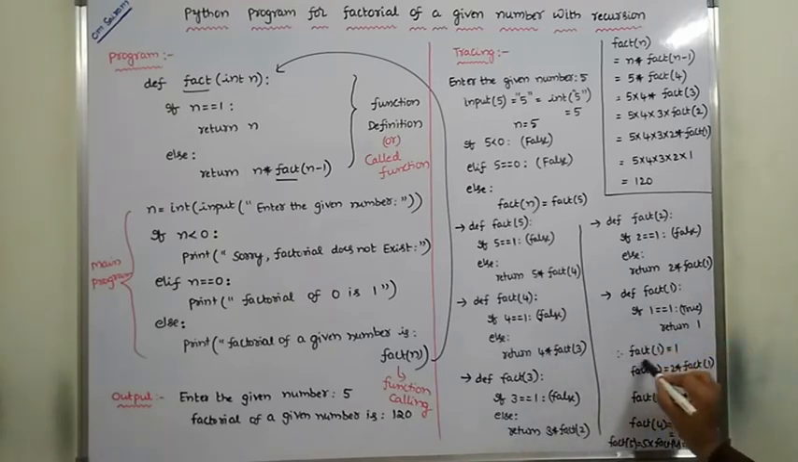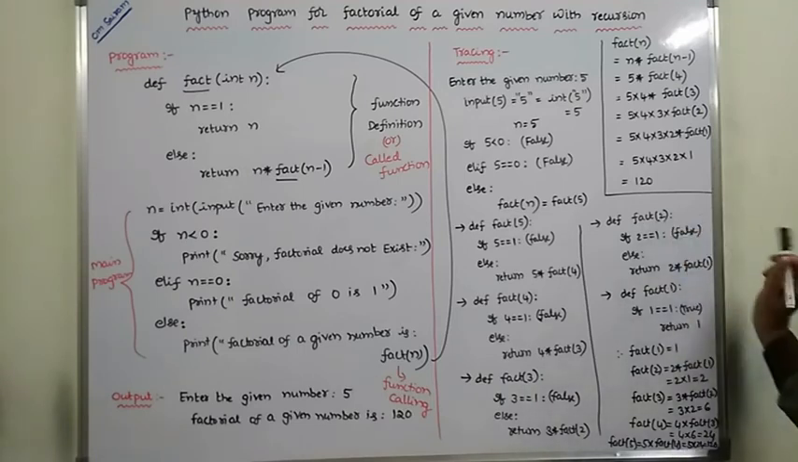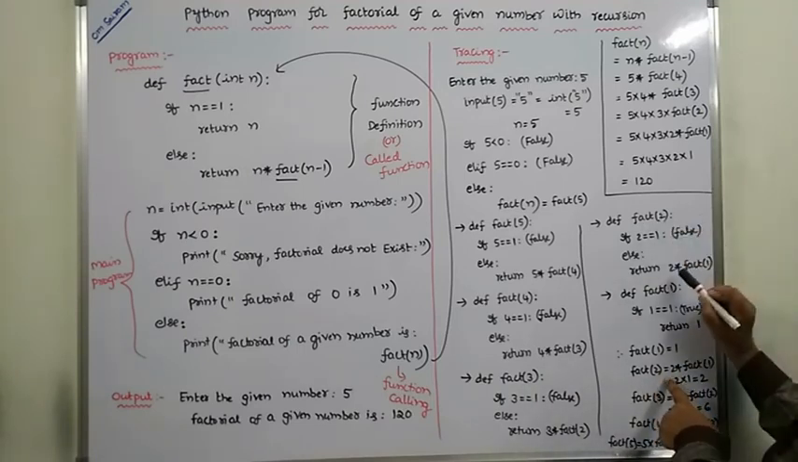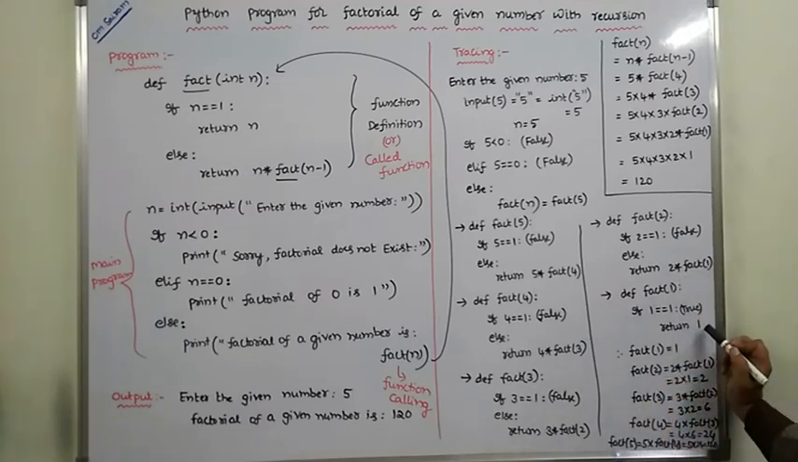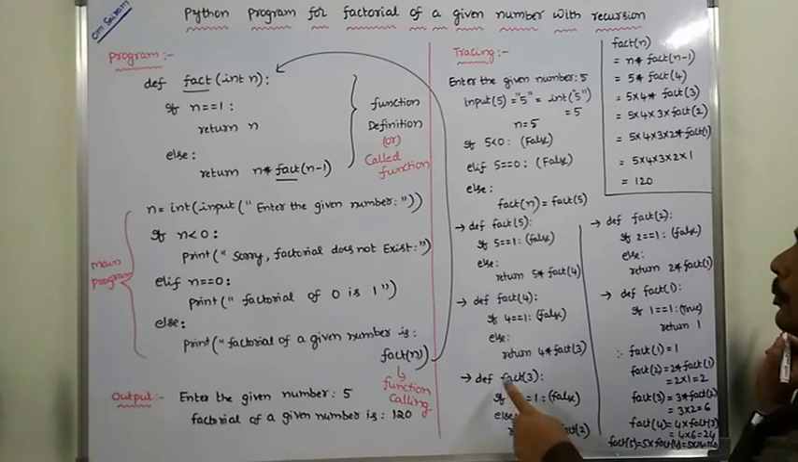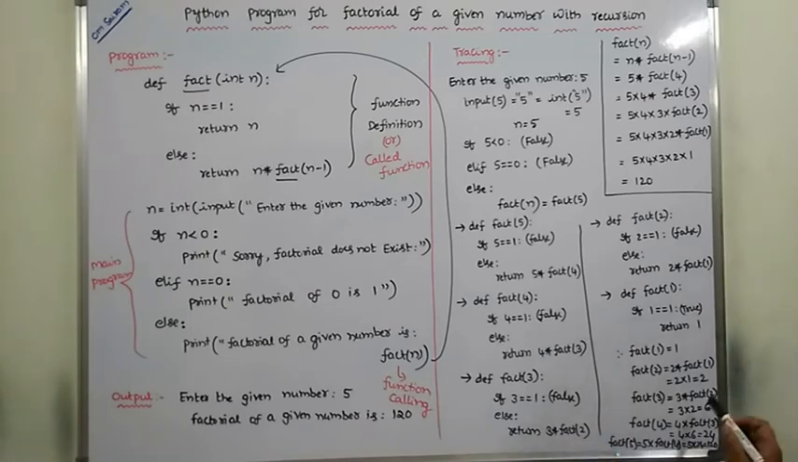After getting fact of 1 is equal to 1, now calculating fact of 2. Fact of 2 is equal to 2 into fact of 1. 2 into fact of 1, whose value is 1, 2 into 1 is equal to 2. Next, after getting fact of 2, we go for fact of 3. Fact of 3 is equal to 3 into fact of 2, and fact of 2 value is 2. 3 into 2 is equal to 6.